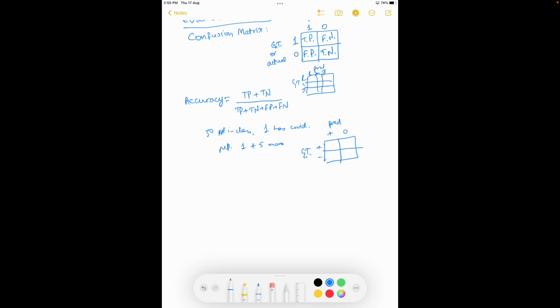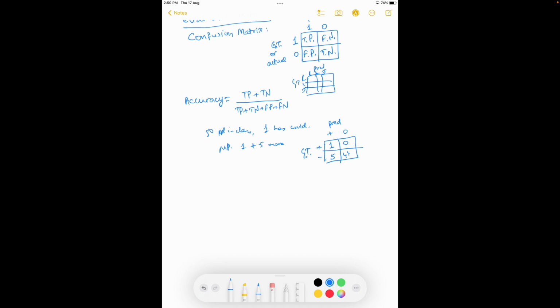There was one person who had COVID and the machine also said it has COVID, so 1 here. Then there are 5 people who did not have COVID, they were negative, but the machine said they have it, so it's a false positive. So 5 people. And then for the rest, the machine said they don't have it, and they actually didn't have it. So the remaining 44 go here, and 0 left.